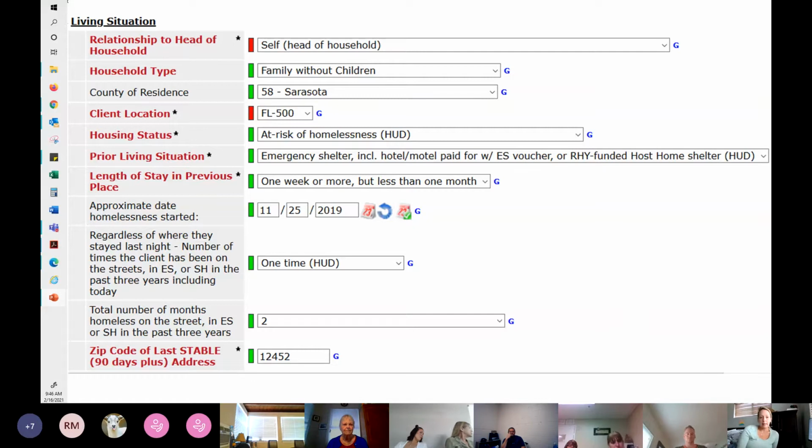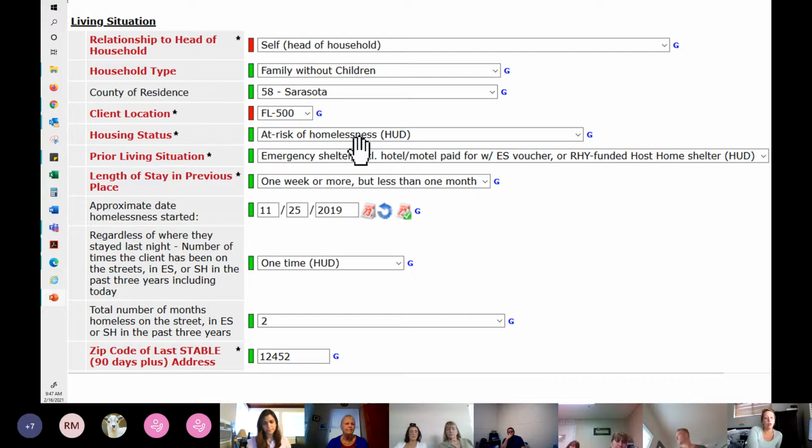So using this example, the client's prior living situation of emergency shelter, they've been staying at the emergency shelter for less than a month. Their approximate date homelessness started is in fact November 25th, 2019. That's when their homelessness began, and it has not been broken up by any length of stay longer than 90 days or more, or any temporary residency for 7 days or more. This is their approximate date homelessness started.